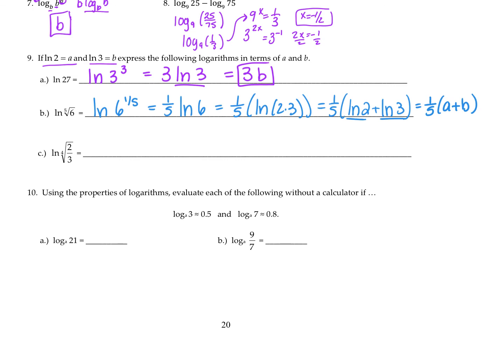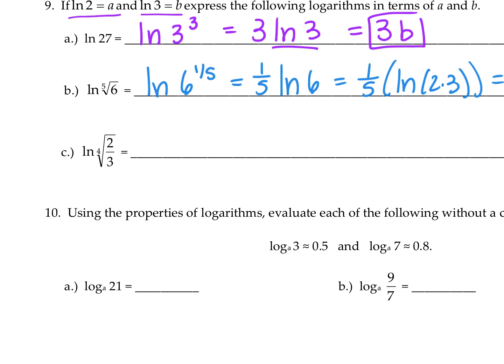In c, I'm going to change this to ln of 2/3 to the 1/4 power. So again, I'm bringing that 1/4 power down in front. And ln, if it's 2 over 3, that's subtraction. So ln of 2 minus ln of 3. Well, that's a and that's b, so it'd be 1/4 (a minus b).